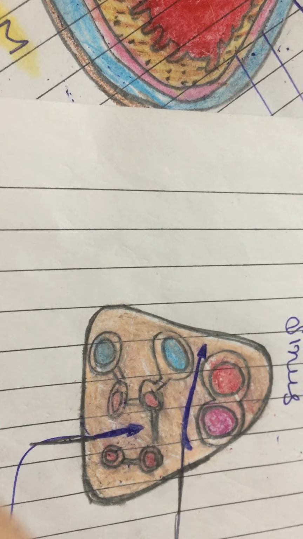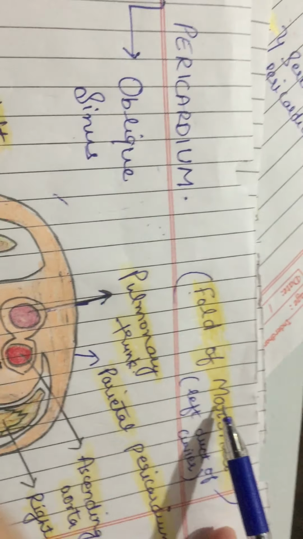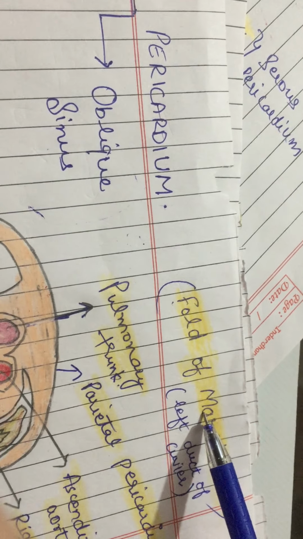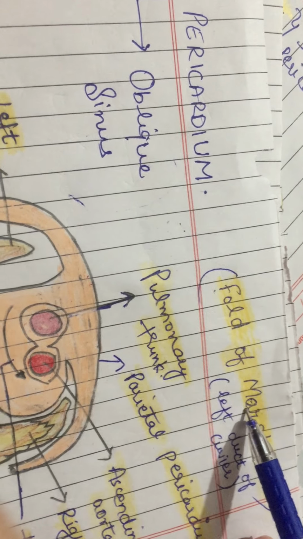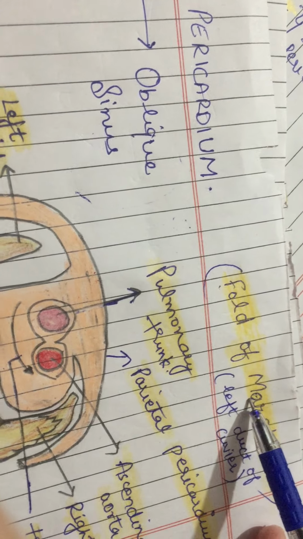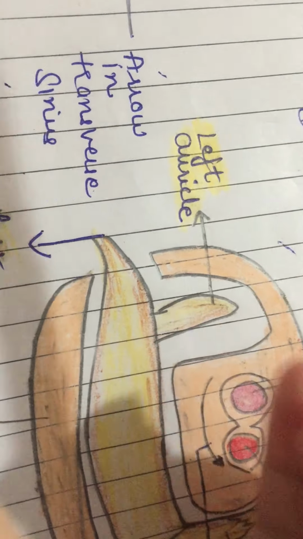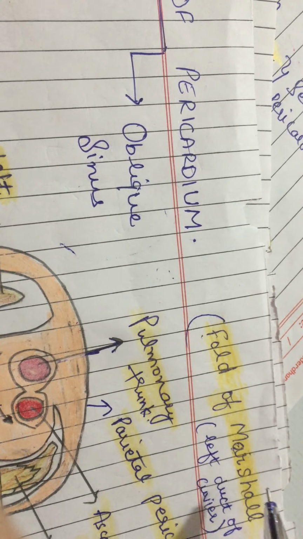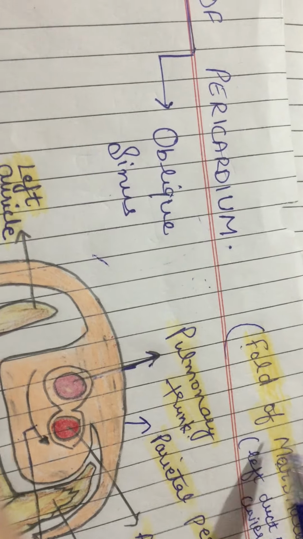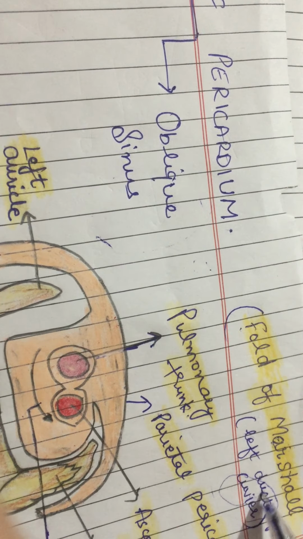Now one more thing is important here. I have written here, this is the fold of Marshall, right? Now what is this fold of Marshall? The fold of Marshall is a triangular fold of serous pericardium which extends from the left pulmonary artery to the left pulmonary vein, right? The base of this is free. It contains the remnant of the left duct of Cuvier, right?